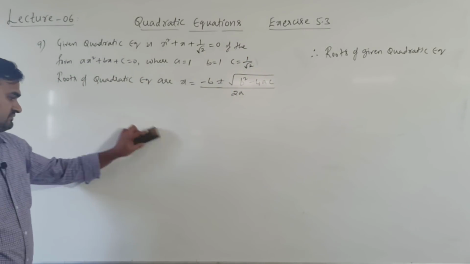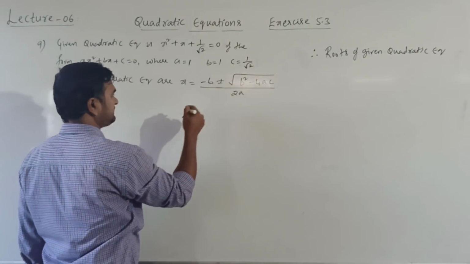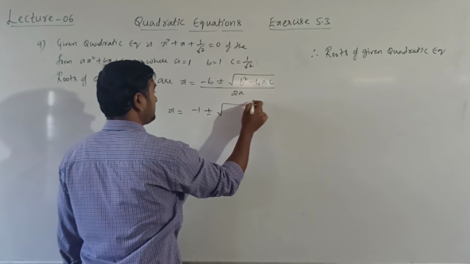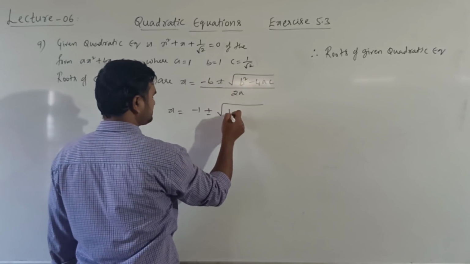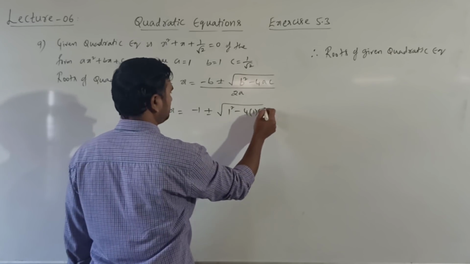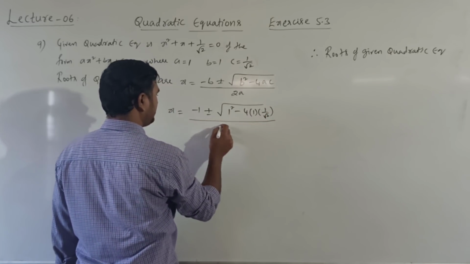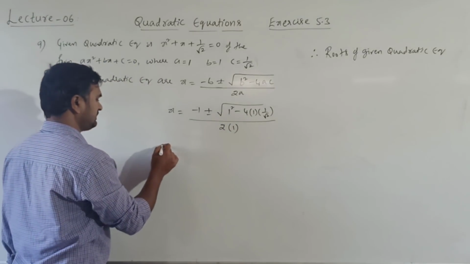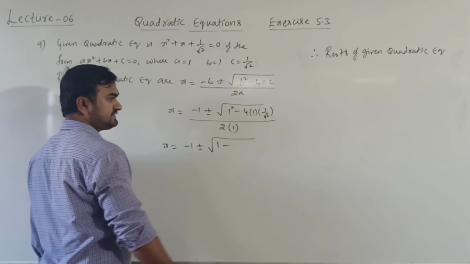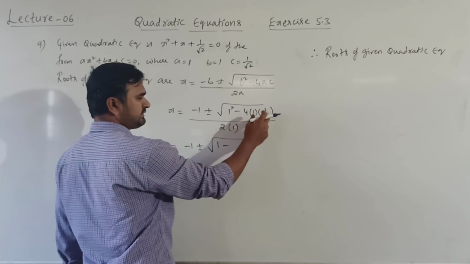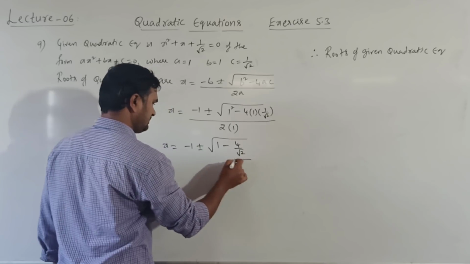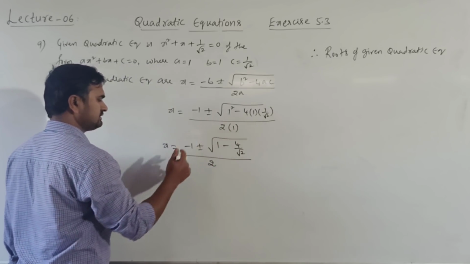So roots of quadratic equation formula: minus b plus or minus root b square minus 4ac, by 2a. So x will be minus b, means minus 1, plus or minus root of b square, 1 square, minus 4ac, 4 into 1 into 1 by root 2, divided by 2a, a is 1. So x equal to minus 1 plus or minus root of 1 square is 1 minus 4 into 1 into 1 by root 2, we get 4 by root 2, divided by 2 into 1 is 2.